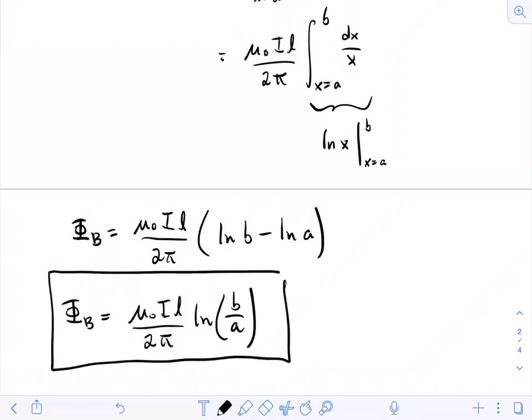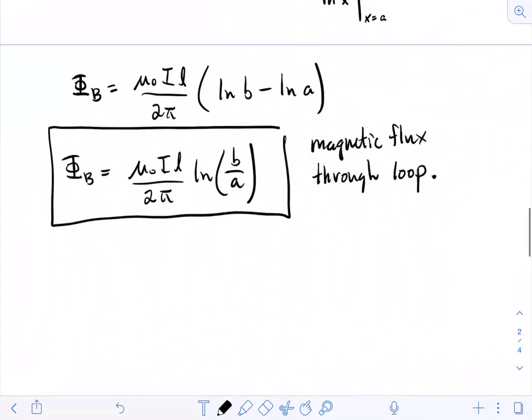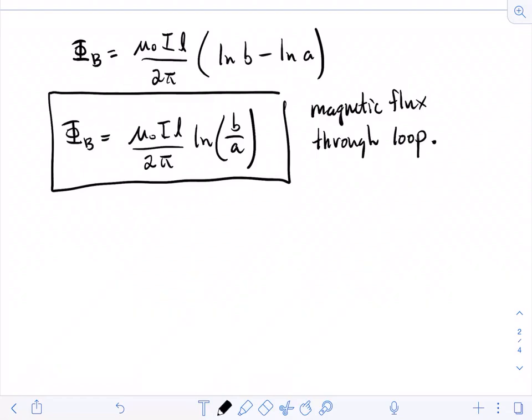Okay, and so this is the magnetic flux through our loop due to a long straight current. Okay, good. So why did we introduce this idea of magnetic flux? It's because we're going to use it as an essential part of Faraday's law.